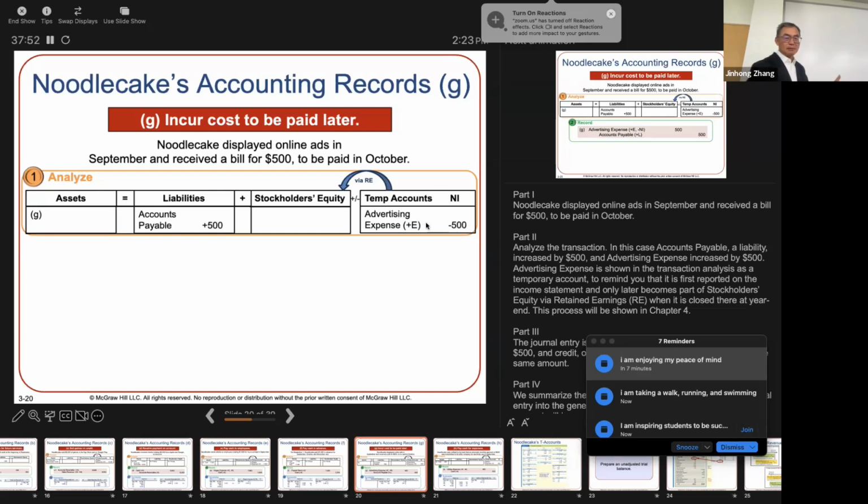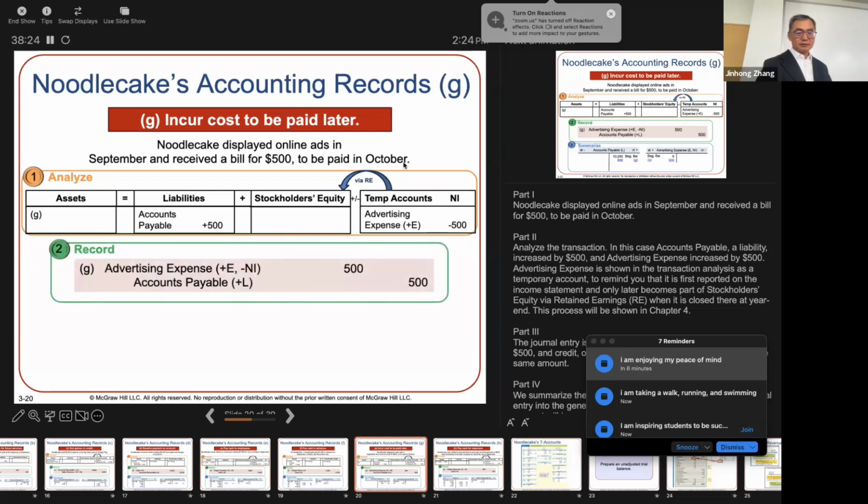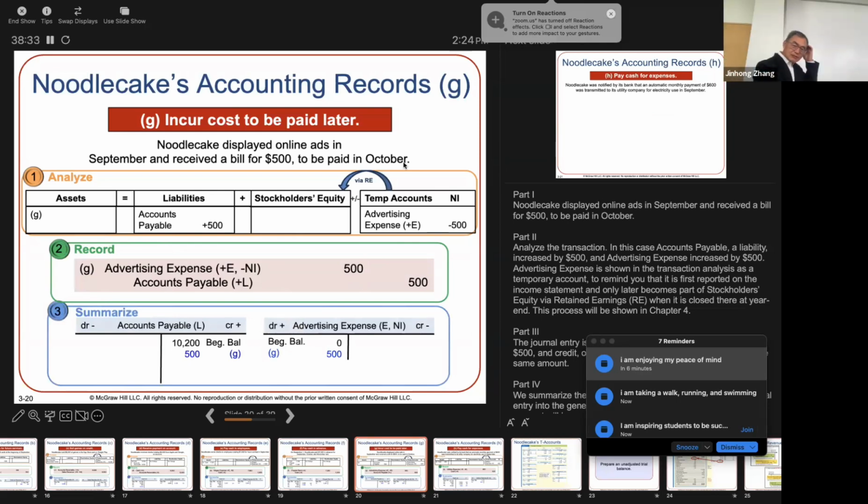The real first step is advertising expense increase $500, and then liability increase $500, but the net effect is you have a net loss of $500, and then you lose $500 equity in a way. Okay, so then still liability $500 minus $500, that's 0. So that's how it works. Advertising expense increase $500, and accounts payable increase $500, and it goes to the T account.